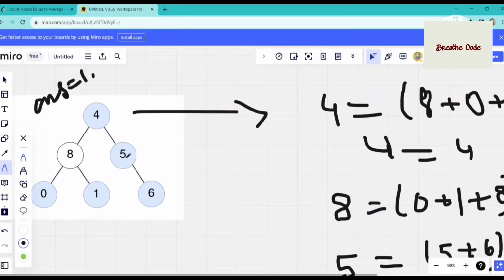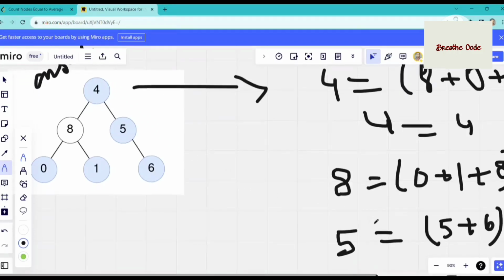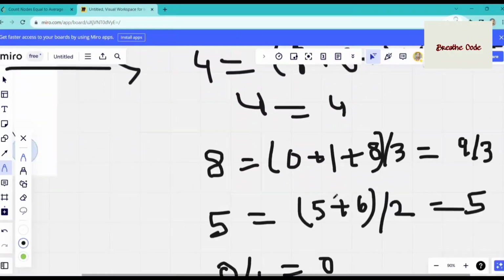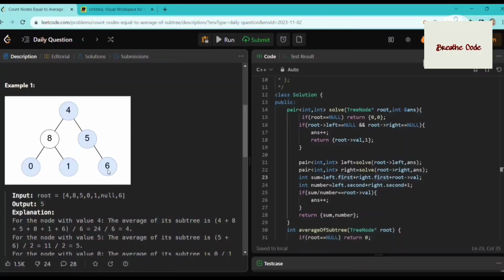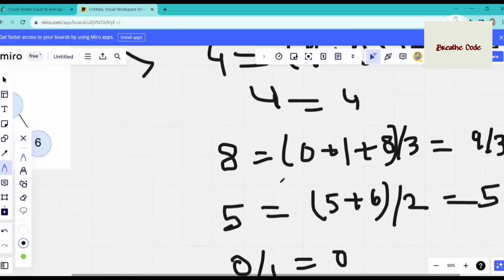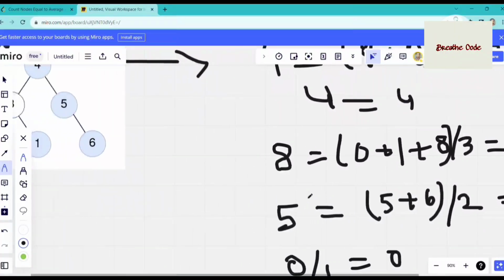Okay, let's talk about this case, that is 5. So 5 should be equal to 5 plus 6 divided by the number of nodes. The number of nodes in this tree is 2. So the sum is 5 plus 6, which equals 11, and 11 divided by 2 equals 5. It is given that the average of n elements is the sum of the elements divided by n and rounded down to the nearest integer. So 11 divided by 2 is 5.5, but we need to round down to the nearest integer, so it equals 5. So 5 equals 5.